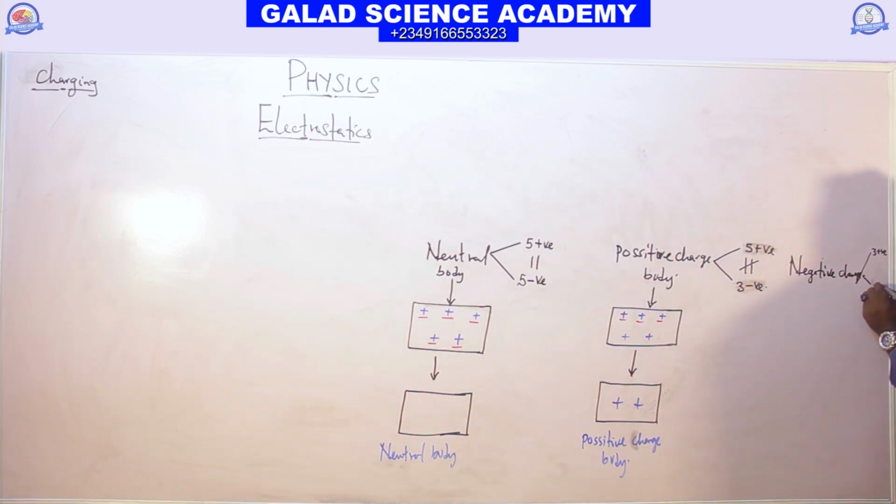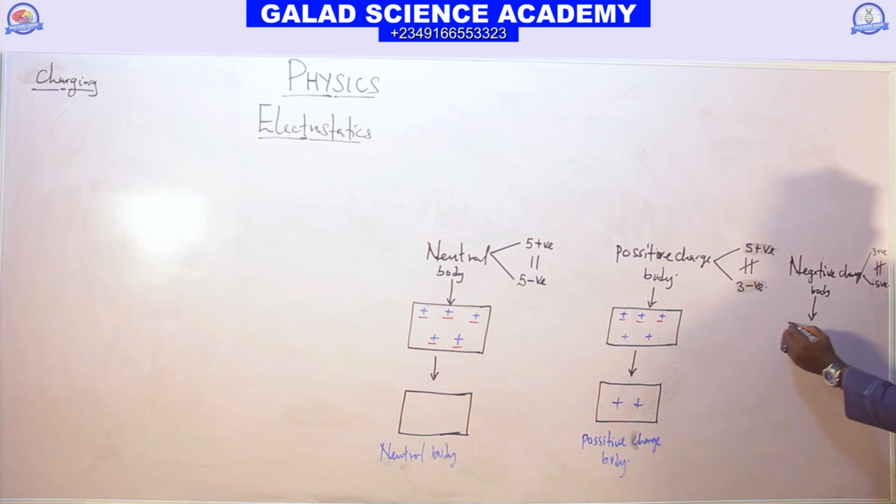So here we have a body with 5 negative charges. If we want to draw this body, consider that the number of positive and negative charges are not equal. Drawing this body, we have how many positive charges? 1, 2, 3. Good. How many negative charges? 1, 2, 3, 4, 5.